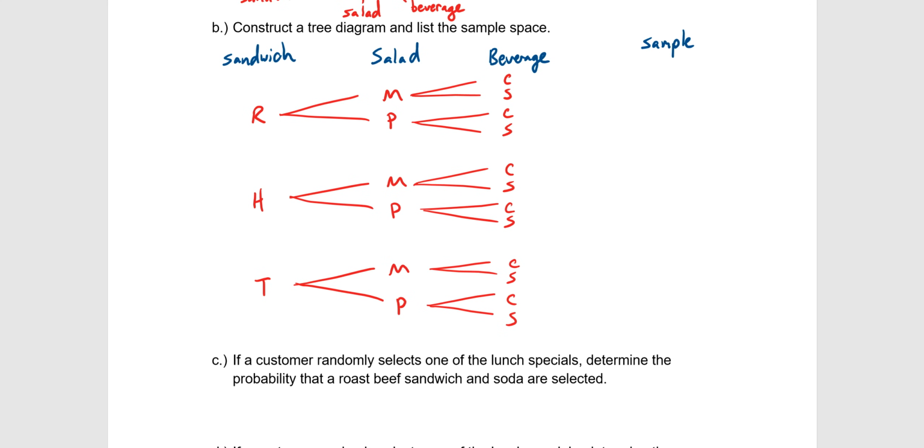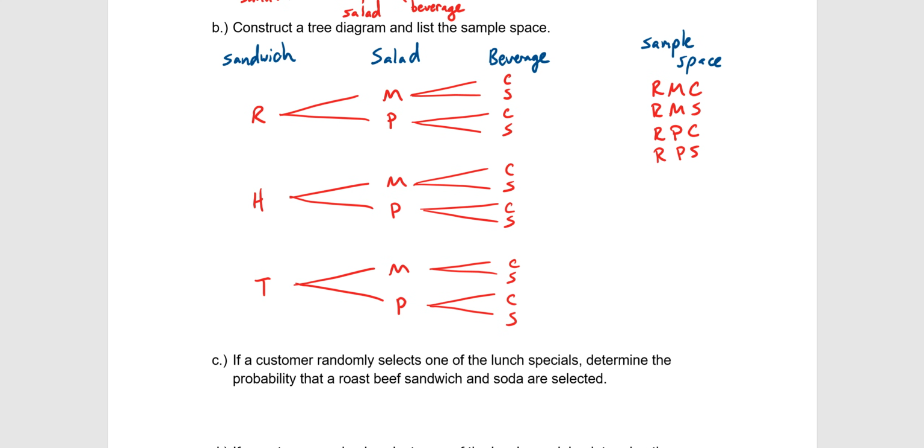So let's go ahead and list it out. So now we're just going to follow each branch. So first follow the first branch. That's going to give us the option roast beef, macaroni, coffee. And then we have roast beef, macaroni, soda for the next one. And then we have roast beef, potato, coffee, roast beef, potato, soda. And that takes care of the first part with the sandwich being roast beef.